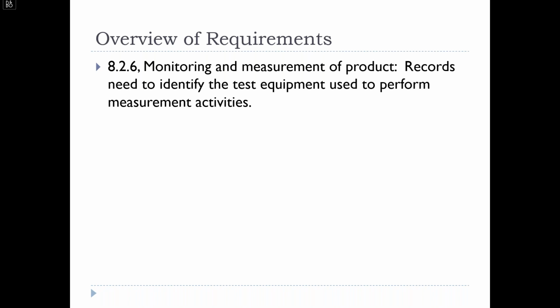8.2.6 relates to the monitoring and measuring of product. These records need to identify the test equipment that was actually used to perform the monitoring and measurement activity. So if a specific micrometer, thermometer, caliper, or CMM machine was used, the identity of that device needs to be recorded.